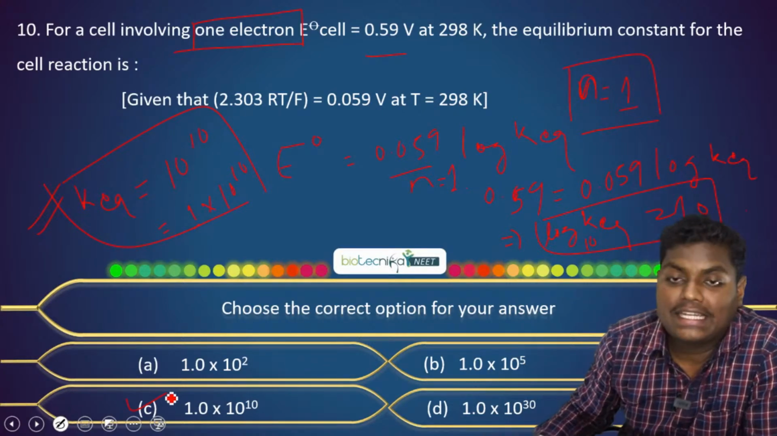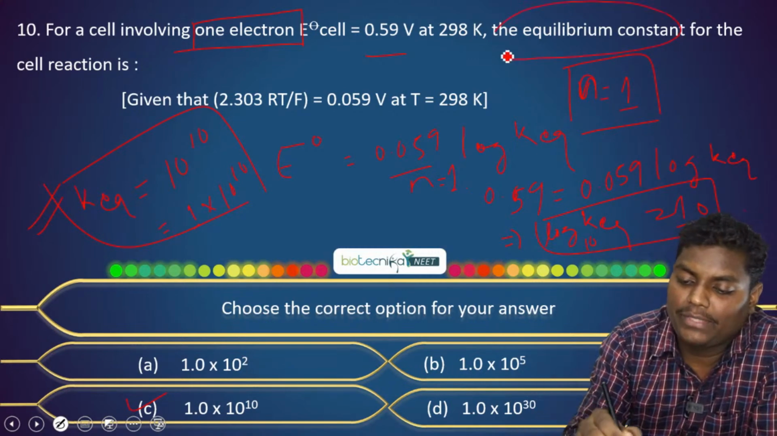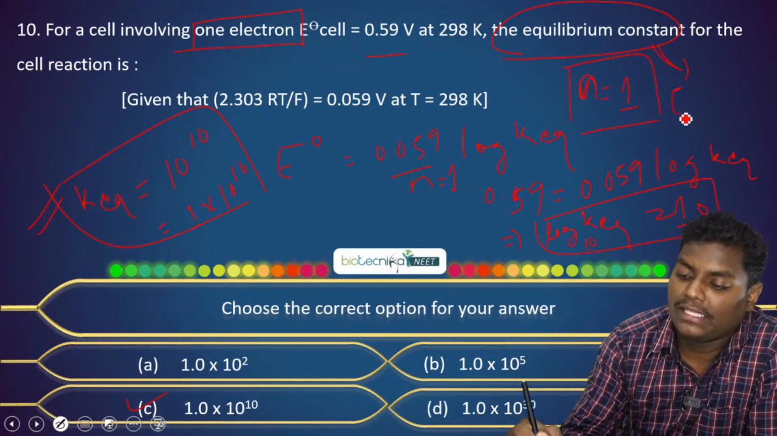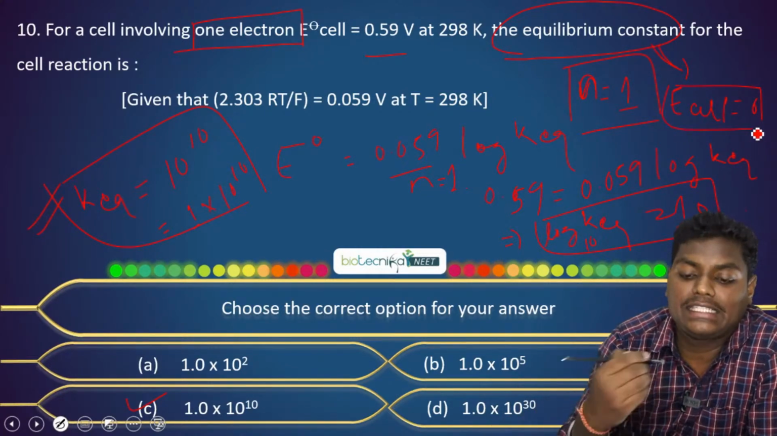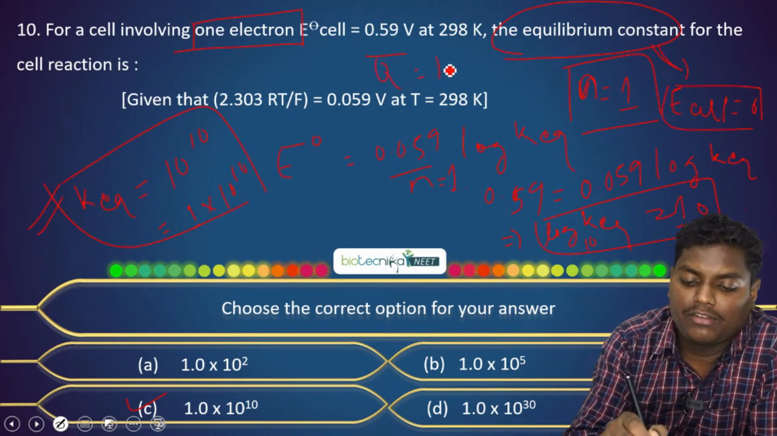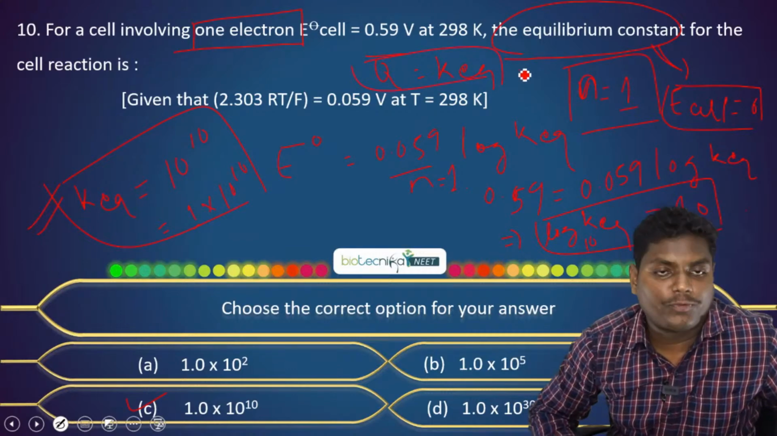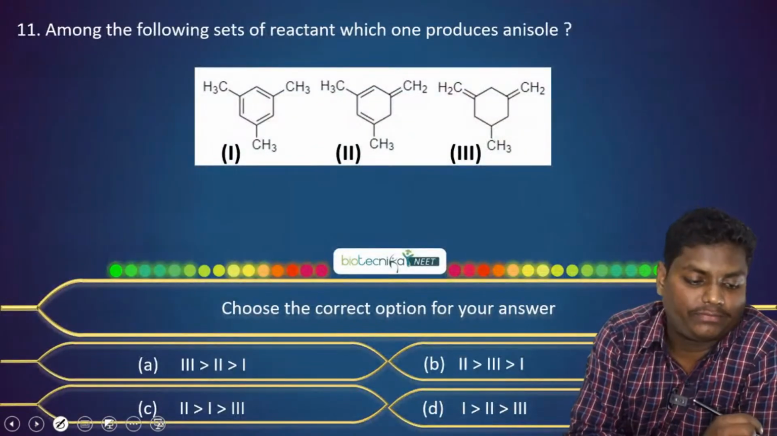I hope you understand this concept. You just need to tweak the parameters that we have. You need to understand that at equilibrium, E cell will be 0, and the reaction quotient Q will be the equilibrium constant. These two things were the take home from this. Let's move to the next question.